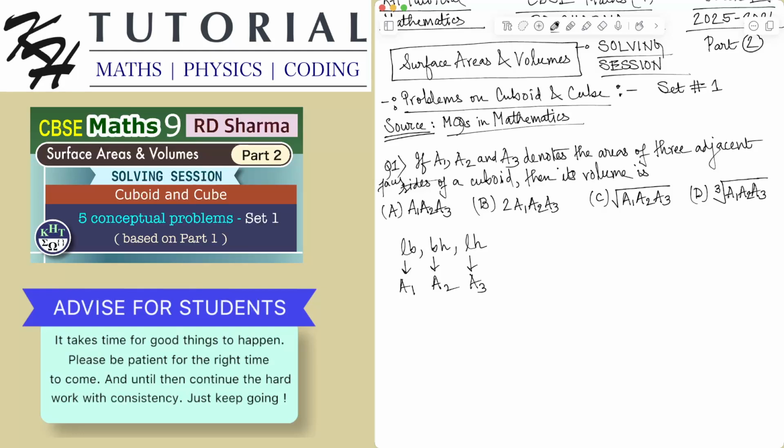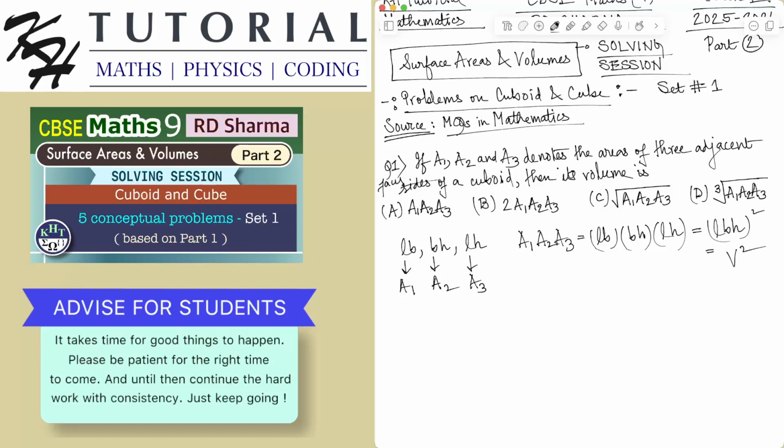Now what do I get if I multiply the 3 areas A1, A2 and A3? This will be LB multiplied by BH multiplied by LH. Now it doesn't really matter which one among LB, BH and LH you consider A1, A2 or A3. The product of the areas of 3 adjacent faces of a cuboid, if you simplify, will be LBH square. We know the product of length, breadth and height in a cuboid is its volume. So this is V square.